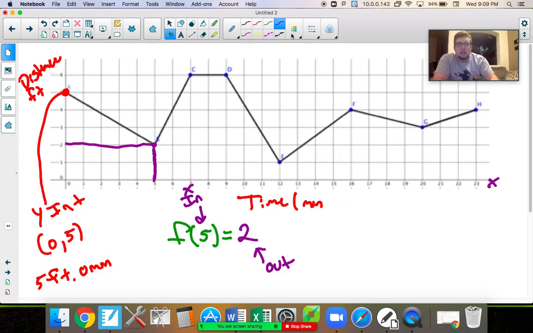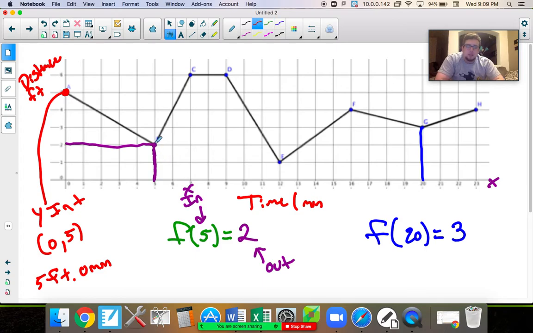If we do that again, let's say f of 20, I plugged in 20, so I find 20 on x, and it spits out 3. It does not have to be these points. It can be any number that we might want to know. Let's say you're looking at this and you go, I want to know at time 10 minutes, how much distance did I have? So you find 10 minutes.